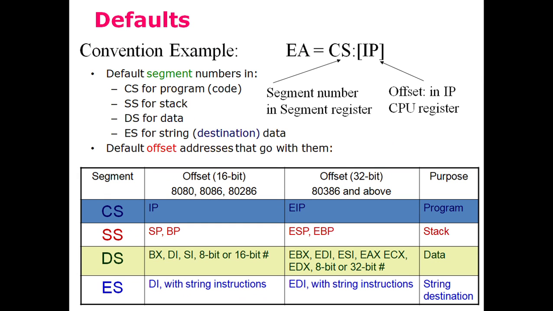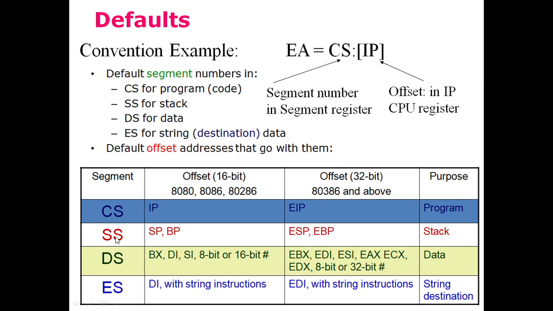There are other segments and there are some default offset addresses. For the code segment, as we saw here, the instruction pointer, in the 8080, 8086, 80286, provides the 16-bit offset address for the code segment register. In the 80386 and above, when a 32-bit offset is used, EIP, the extended instruction pointer, is used. The purpose of the code segment is to store programs.